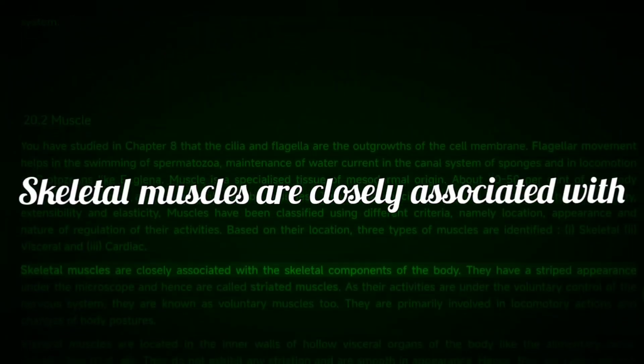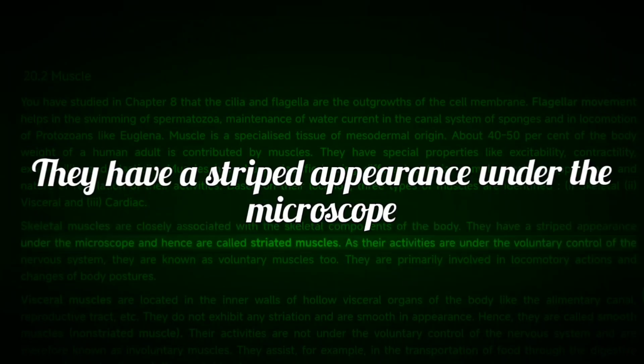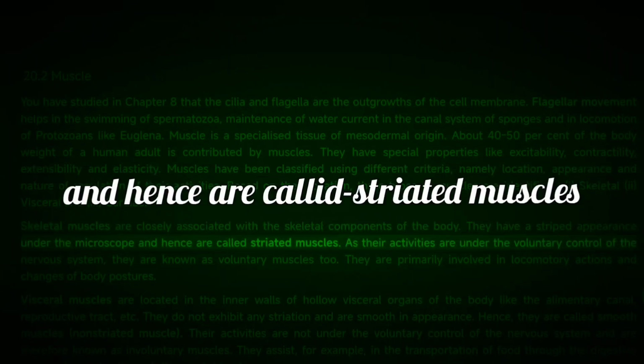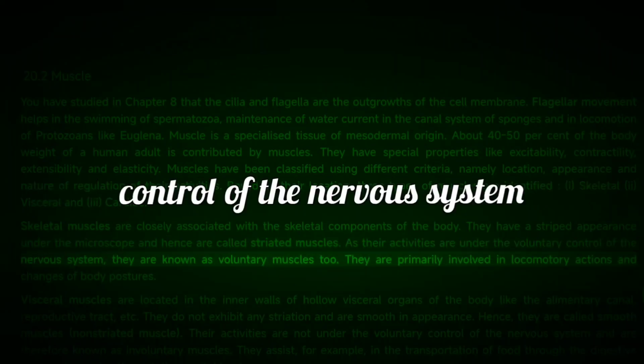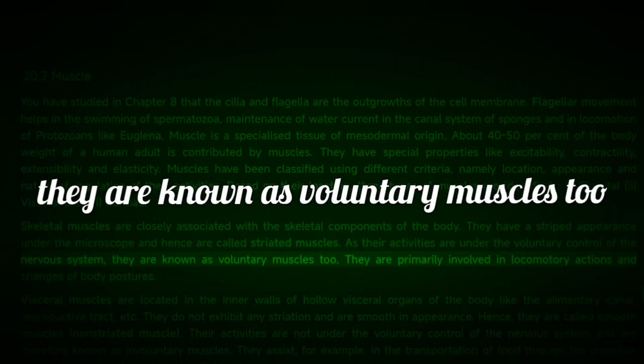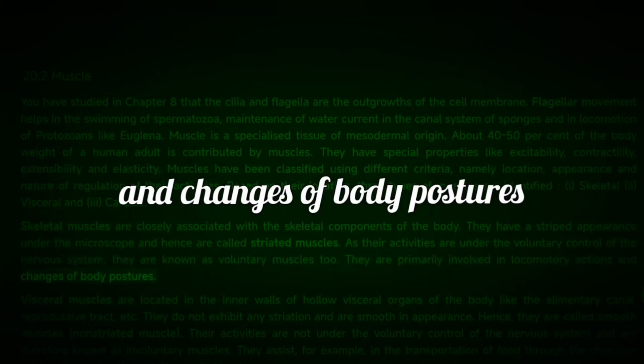Skeletal muscles are closely associated with the skeletal components of the body. They have a striped appearance under the microscope, and hence are called striated muscles. As their activities are under the voluntary control of the nervous system, they are known as voluntary muscles too. They are primarily involved in locomotory actions and changes of body postures.